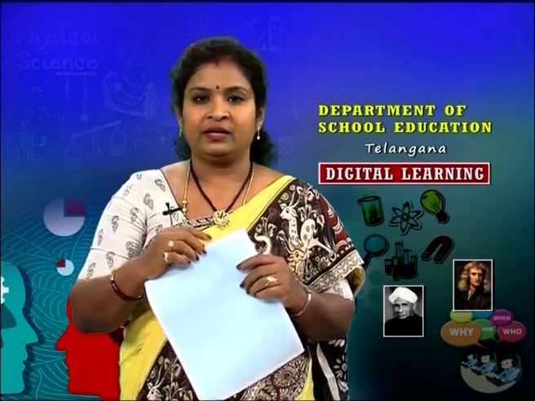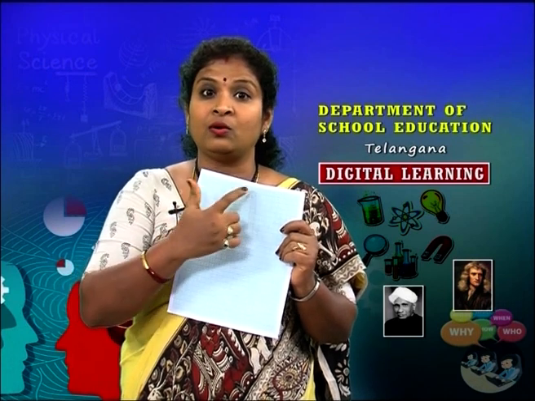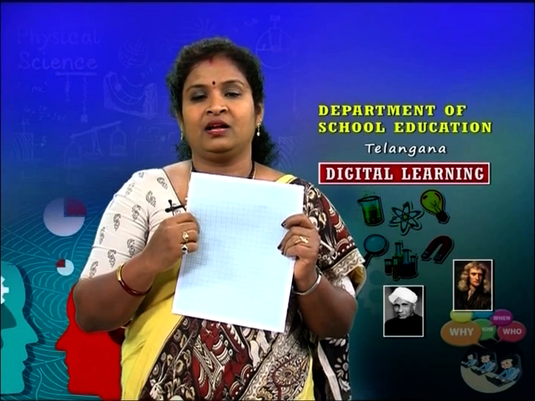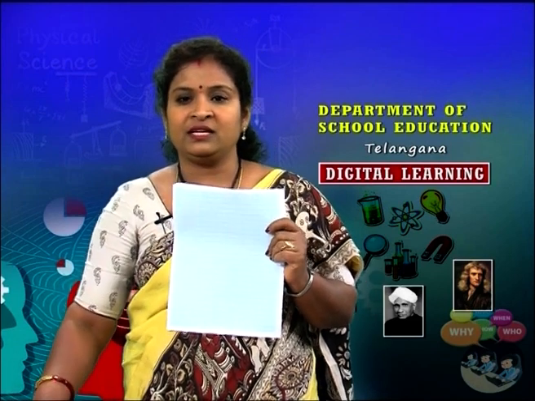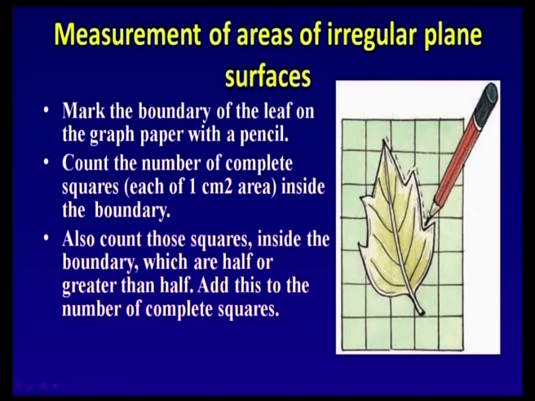then what are you going to do? Take the leaf, graph paper, and then draw the outline of the leaf and count the number of boxes. See here, children, what did I do? I have taken the leaf and drawn the outline of the leaf on the graph paper and counted the number of boxes. Okay. So, you have to count the complete boxes, and count the boxes which are more than half. That will give you the total area of this irregular body.